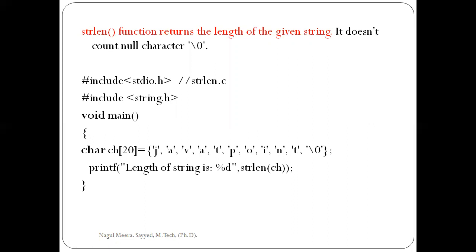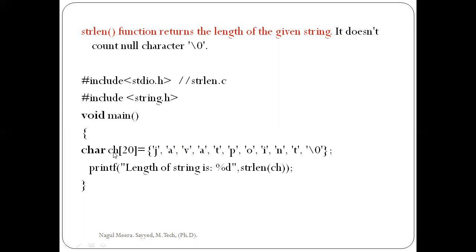So the example program is: this is our header file #include <stdio.h>. This is our other header file for strings, that is string.h. In the main function, char ch[20], that means we can give 20 characters. ch is my string name. Now I am initializing some characters, JAVAT POINT. These characters, nothing but a string, are stored in one variable of character data type, that variable is ch.